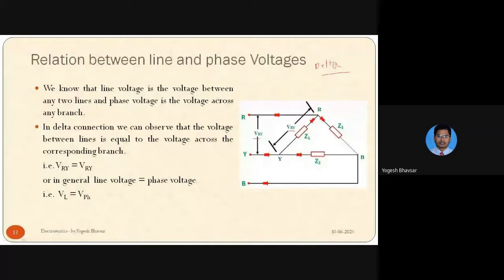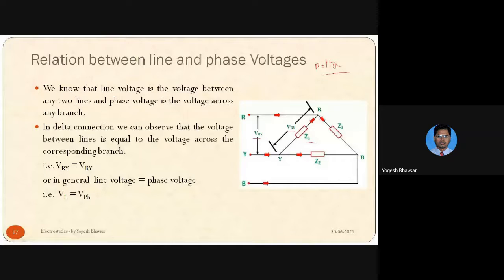Now here we will notice that whatever supply voltage VRY we give, the same voltage is applied to the branch of Z1, because there is no neutral here. So the same voltage is applied to the branch of the delta connection. We know that the line voltage is the voltage between any two lines and phase voltage is the voltage across any branch.